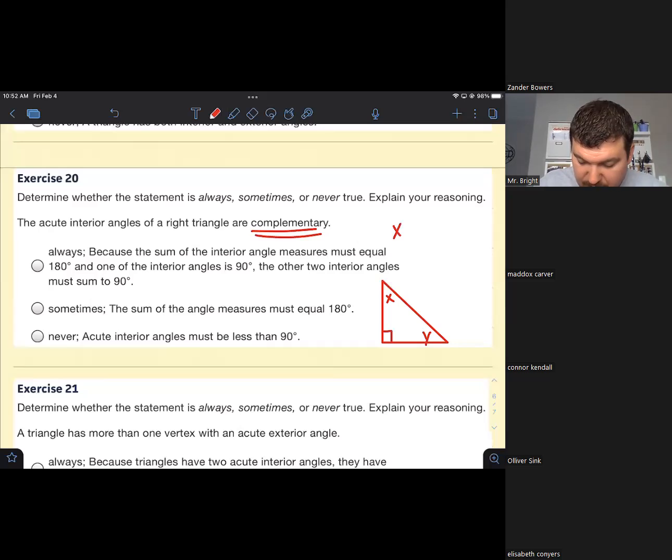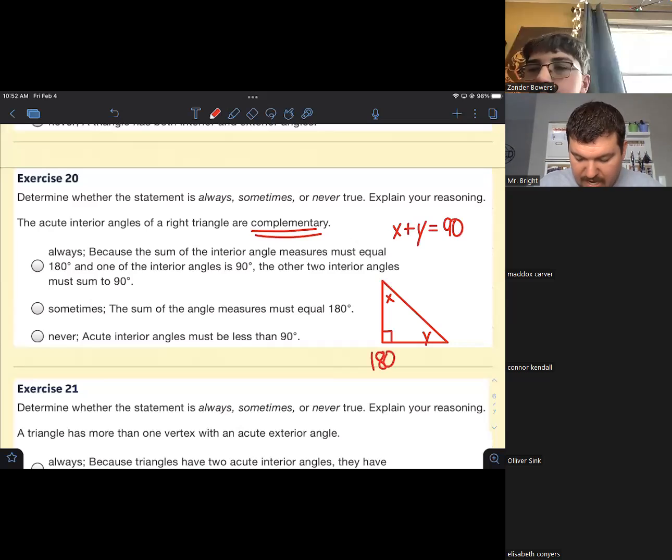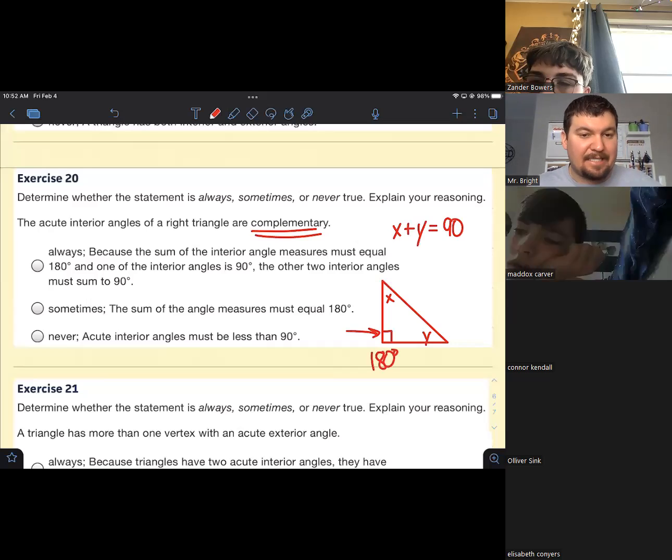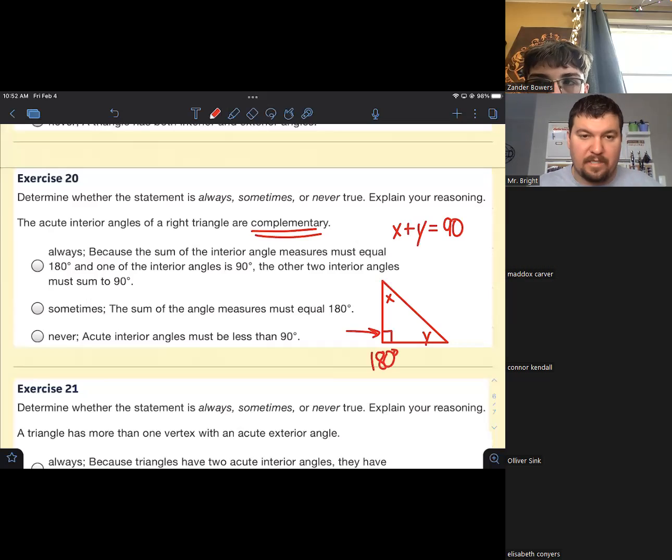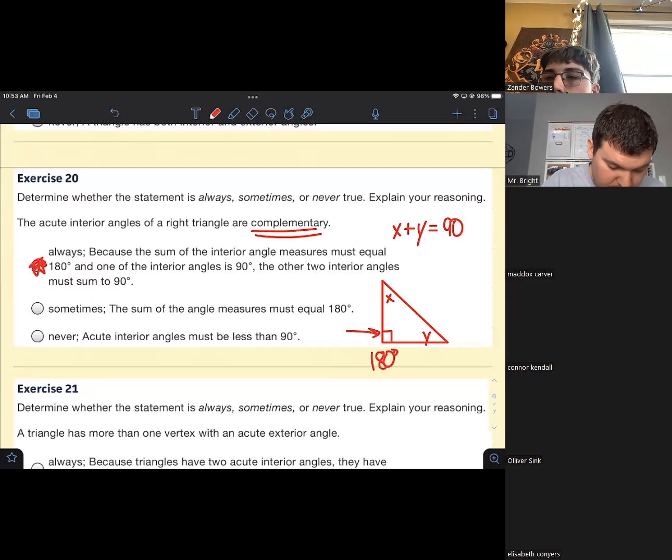So is it possible that x plus y could equal 90? Yeah, not only is it possible, it's guaranteed. You're exactly right. Because if I know there's 180 degrees in a triangle and this angle here is 90, 180 minus 90 is 90. So these other two angles always would have to add up to be 90 if we have a triangle. So this one is always.